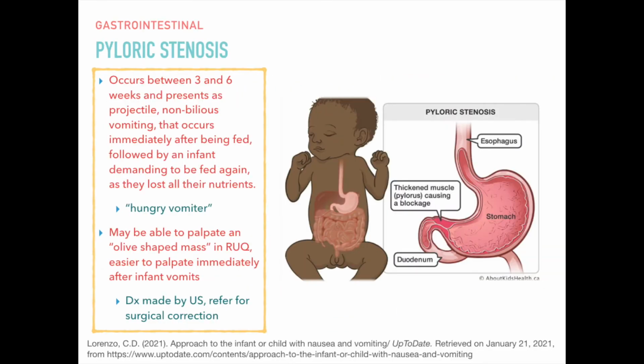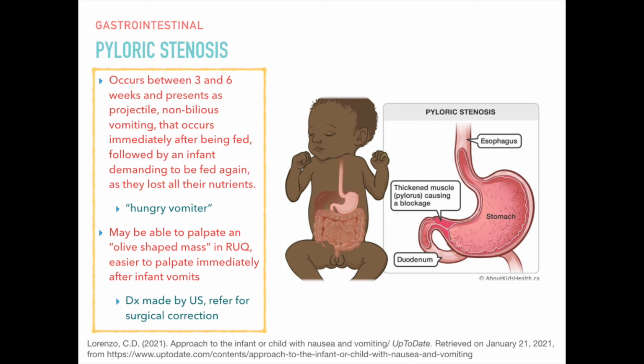All right, so now we are moving on to gastrointestinal. And first up is pyloric stenosis. This generally occurs between 3 and 6 weeks, and it presents as a projectile, non-bilious vomiting that occurs immediately after being fed, followed by an infant demanding to be fed again because they just lost all of their nutrients.